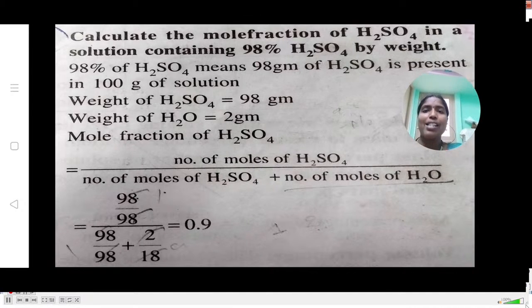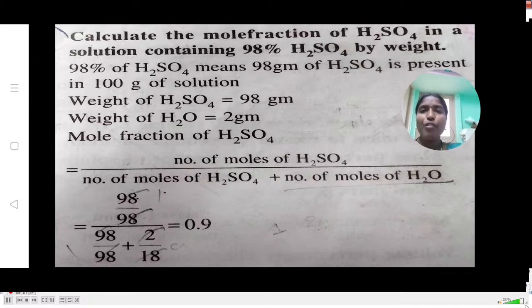Next data. The weight of the sulfuric acid is 98 grams. It is a solution, so 98 grams of sulfuric acid is present in the solution. Here totally 2 grams of solvent is present. So the weight of sulfuric acid is 98 grams and the weight of water is 2 grams.